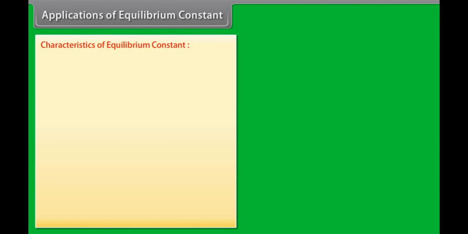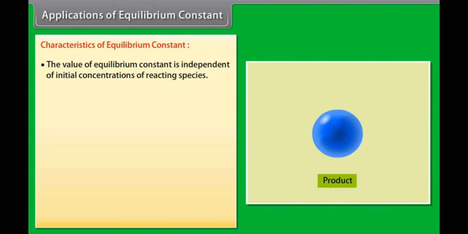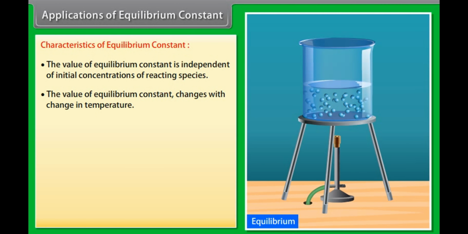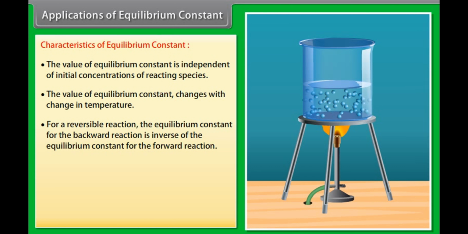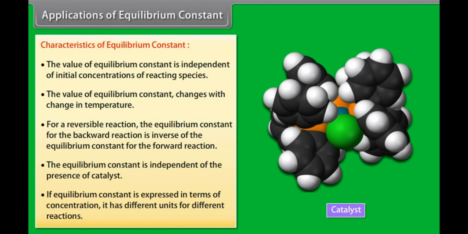Applications of equilibrium constant. Characteristics of equilibrium constant. The value of equilibrium constant is independent of initial concentrations of reacting species. The value of equilibrium constant changes with change in temperature. For a reversible reaction, the equilibrium constant for a backward reaction is the inverse of the equilibrium constant for the forward reaction. The equilibrium constant is independent of the presence of catalyst.